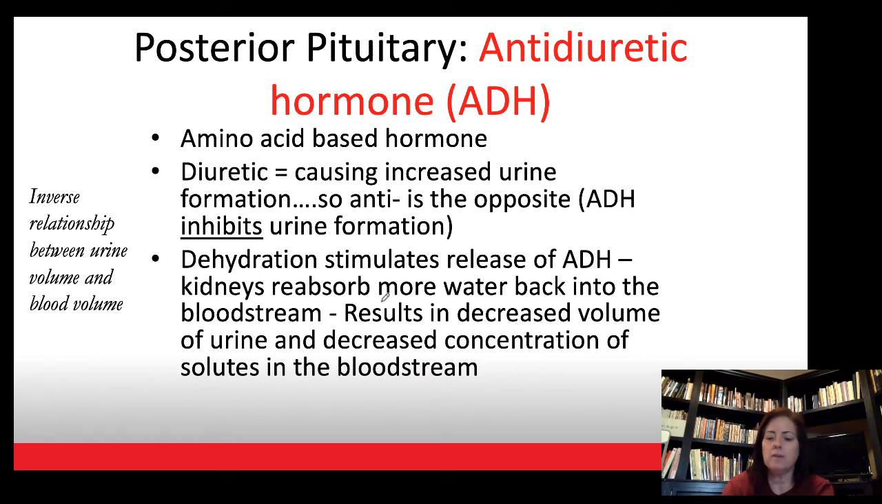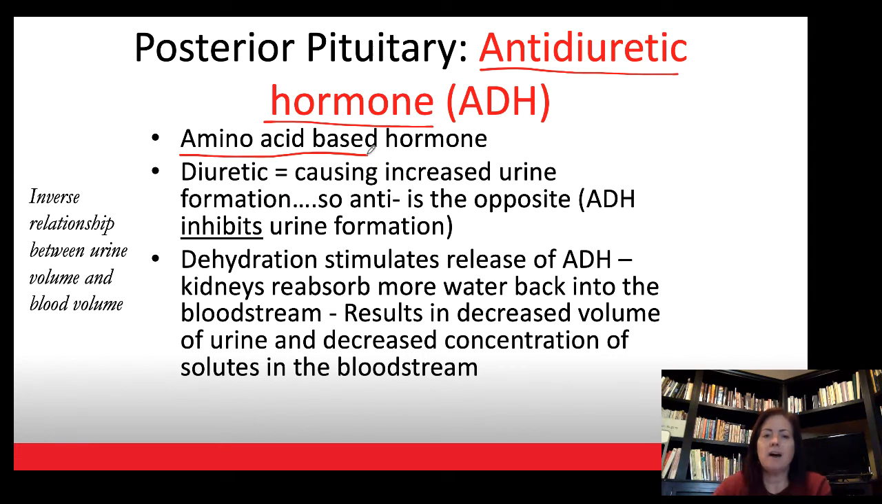Okay, our second hormone from the posterior pituitary is antidiuretic hormone. This is another example of an amino acid-based hormone. So again, think in your mind, okay, how is this hormone going to interact with its target cells because it's amino acid-based? If we think about the name, let's talk about the function of ADH.